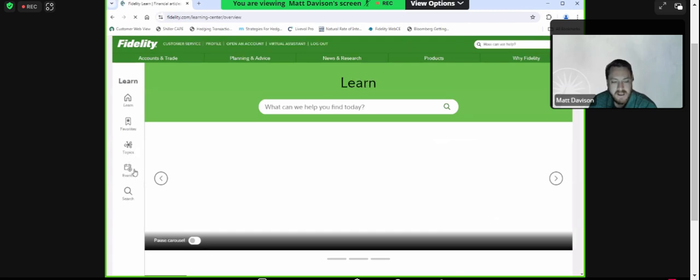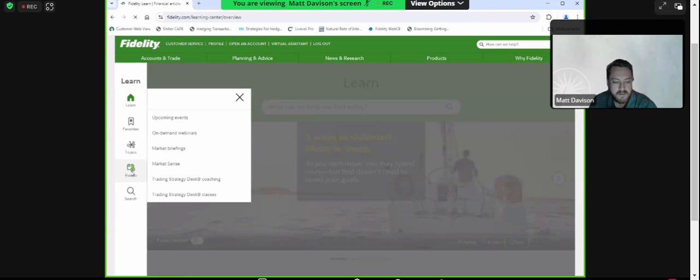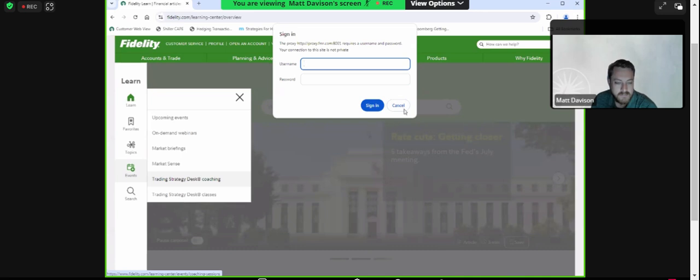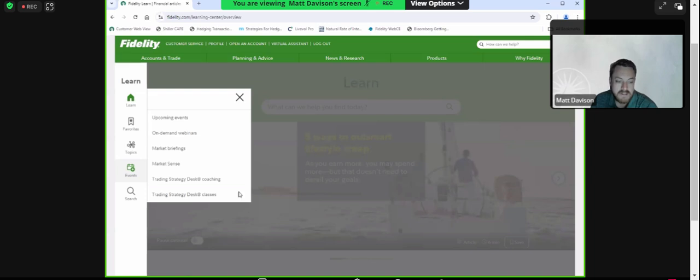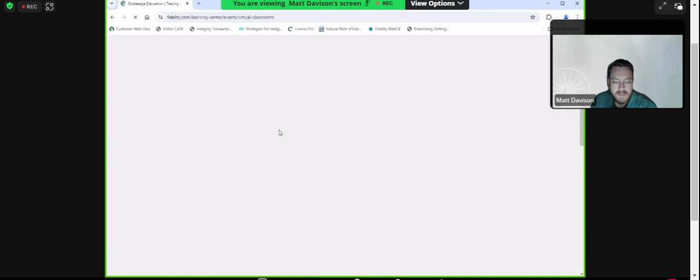When you click on events, it'll take you to a pop-up window here. And on that pop-up window, you'll see trading strategy desk coaching. So those are those one-off classes that I'm talking about. If you're attending this and you want to get a head start on some of those specific ideas, you can see them on the trading strategy desk coaching page. But for the 4 weeks that we're dealing with here, we're going to go down to classes. Once we go to classes, it'll take you to a page with a list of all four, or actually now we have five, I believe, classes. And we're just looking for that one that is options intermediate.